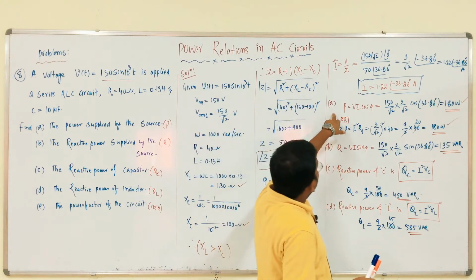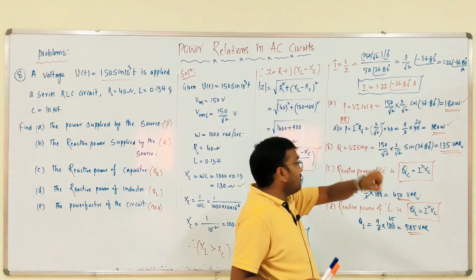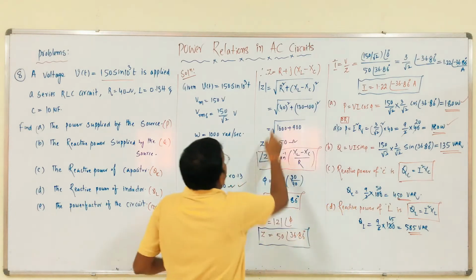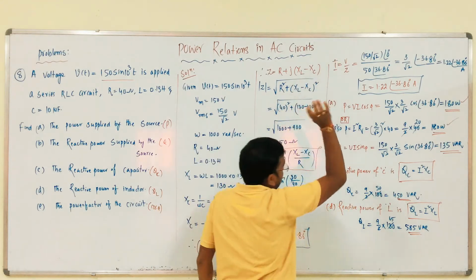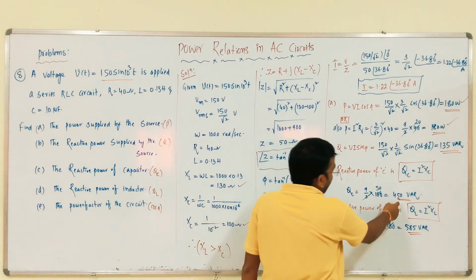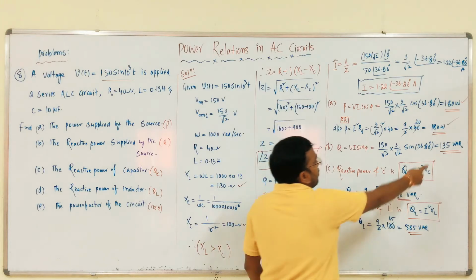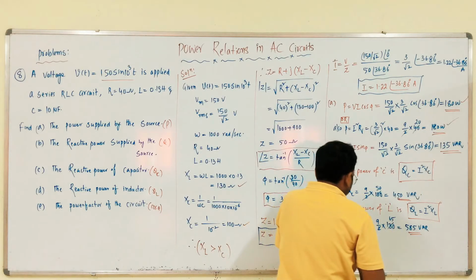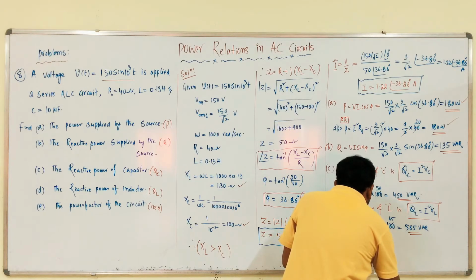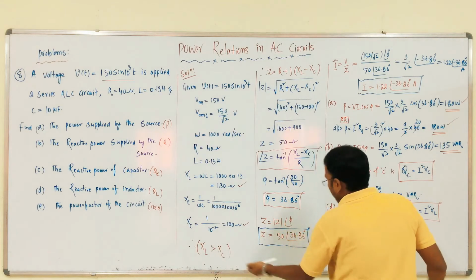The power supplied by the source is what? Active power is 180 watts, reactive power is 135. This is the X_L minus X_C into I square, that is the value of 135. See, from this Q_C is 450, Q_L is 585, 585 minus 450 is 135, that is Q_L minus Q_C. Which one is more? Q_L is more, right? That is why. See, X_L is more, that is why Q_L is more.